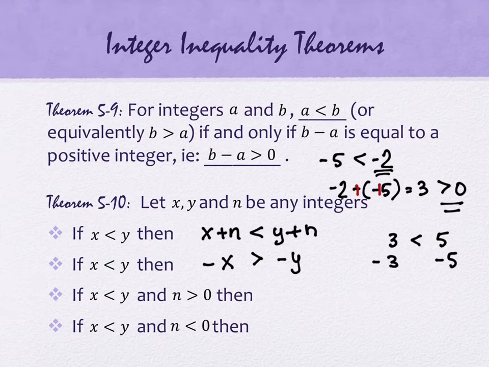I've multiplied both sides by a negative. Think about why this direction changes. Why are we saying that -3 now is greater than -5? How would you justify that to the child? Why did that direction switch? It's closer to 0. And I think that's a good picture.